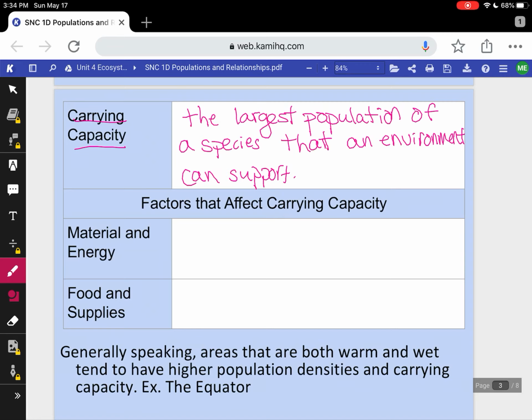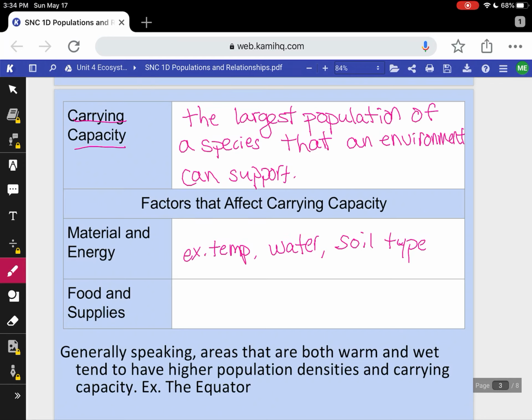Now, when we're looking at things that affect carrying capacity, some of the big things are going to be whatever is available in the environment that we're in. So the different materials and energy that are available. So for example, what the temperature is like, how much water there is, or what the soil is like. If we're looking at a plant, depending on what's in the soil, those different materials that might be available could affect how large or how small the carrying capacity for that specific plant might be.